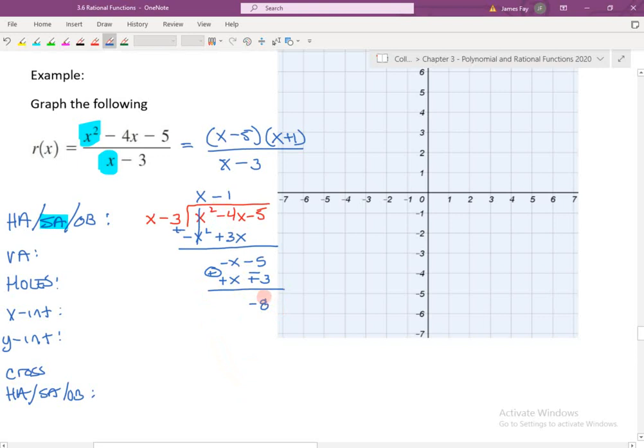Now the algorithm says that's where you stop. You stop at negative 8 because its degree, x to the 0, is 1 less than that of the divisor, right? So x minus 3 no longer divides into negative 8. So I'm going to rewrite this as x minus 1, plus negative 8 over x minus 3.